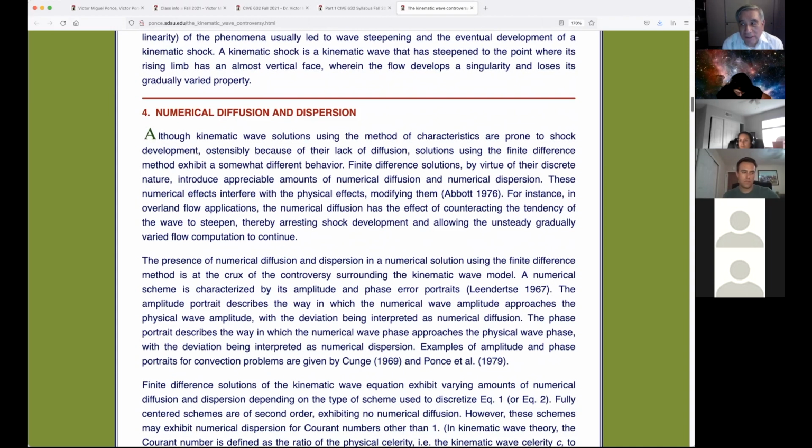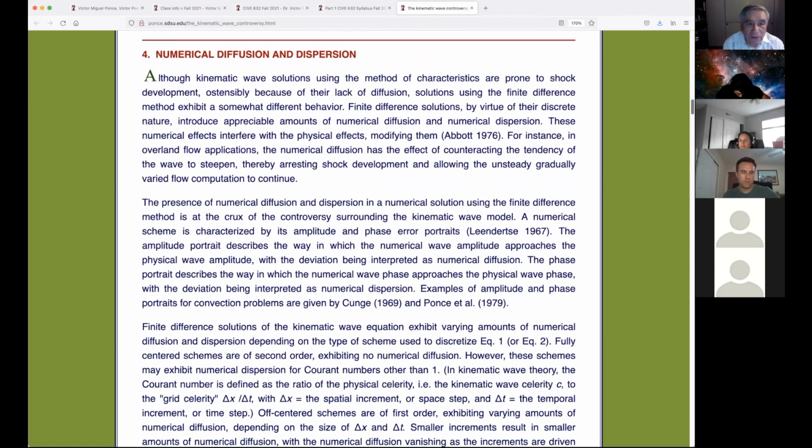Of course, there are a lot of things they didn't know at the time, but we decided in the 80s that we were going to settle this issue, and we did, and I'll get there eventually. Numerical diffusion and dispersion.